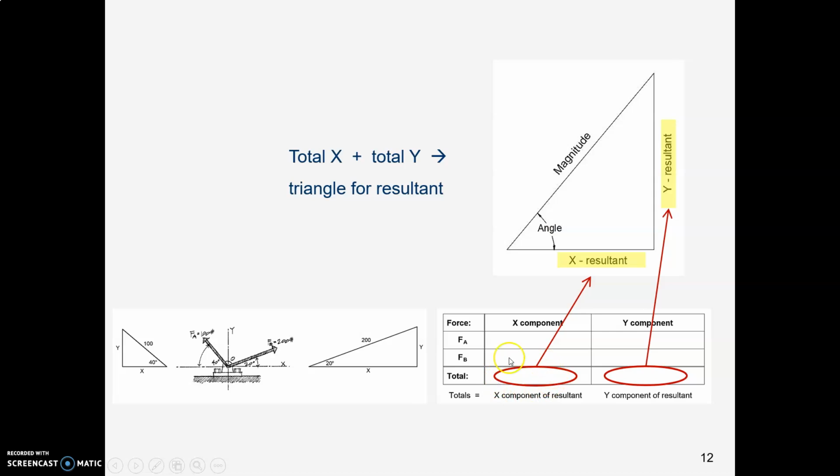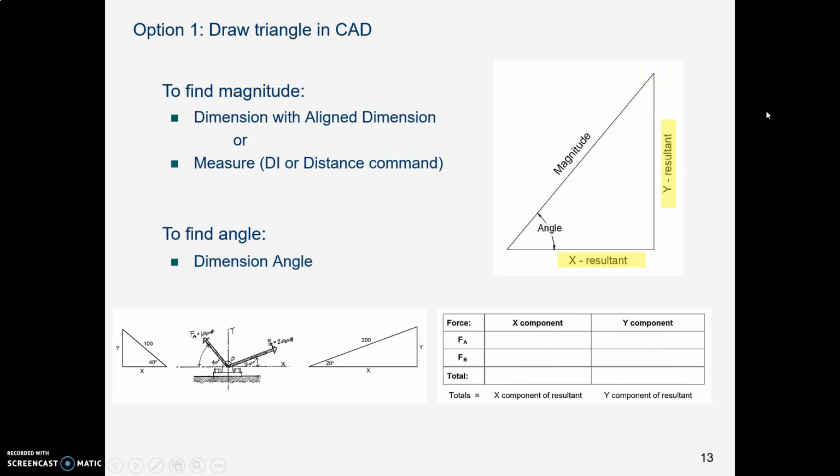Whatever the x's all add up to, that is the x component of the resultant. Whatever the y's all add up to, that is the y component of the resultant. And here is our triangle for our resultant. Once we find these total numbers, you can see we have a big old triangle here. Great big x, great big y, and now we just need to find the magnitude of that thing and the angle that it's sitting at.